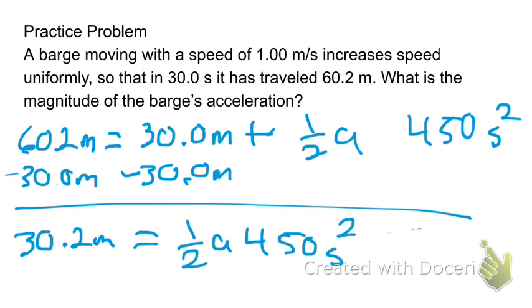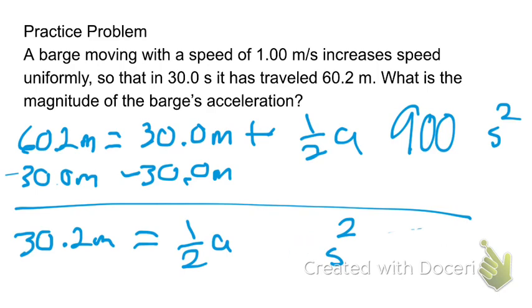Although, no, I don't think we should have distributed the half yet. I think we should have left it. I think we should have left it 900. That's my bad. I did write it as a separate step because of that, so that I could cross it out. And then we're going to divide.